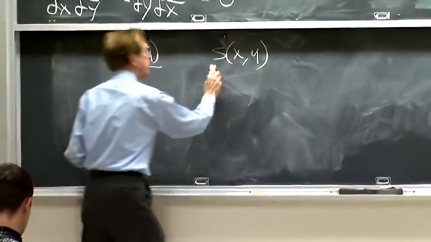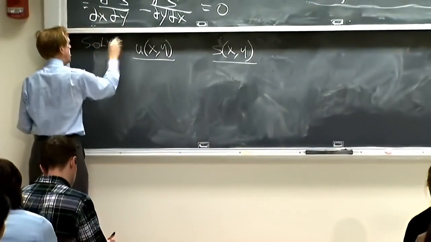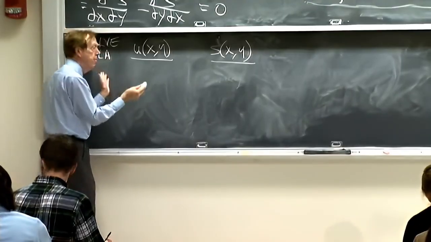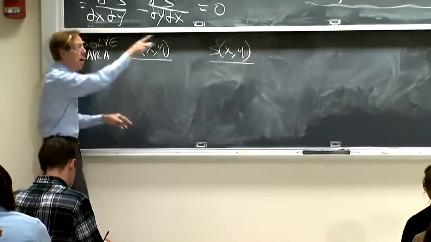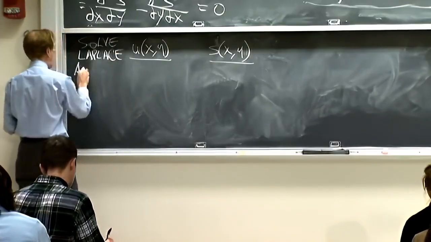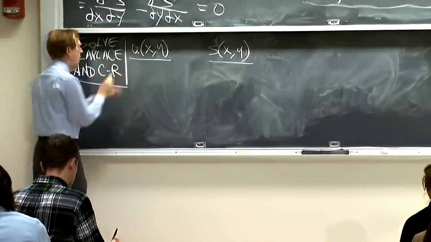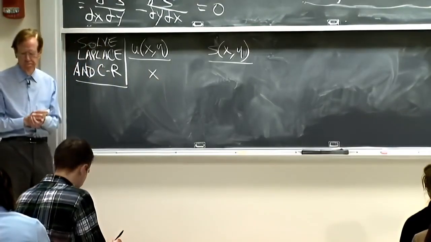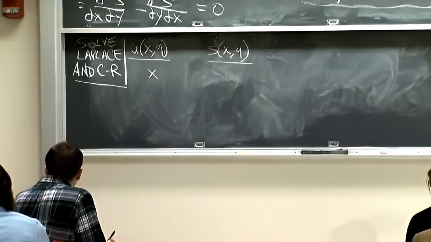These are solutions to Laplace's equation. So we've got Laplace's equation in our minds. Actually, furthermore, they solve Cauchy-Riemann, because they're going to be connected by our Cauchy-Riemann equations. So they solve Laplace and Cauchy-Riemann. Okay. Suppose I take u of x, y equal x.